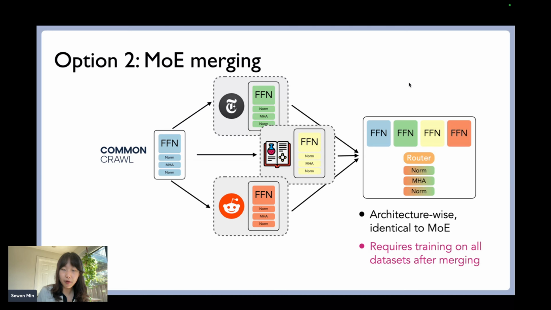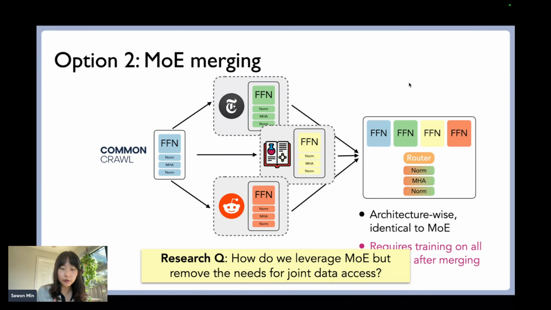all data sets. But as we discussed earlier, in our problem setup, the key restriction is that each data set should remain local. We can't really have a union of data sets and train a model jointly. So this method as it is cannot be directly applied to our problem setup. So now the key question we want to ask is: we do want to leverage the mixture of experts architecture because it has these nice modular properties, but can we remove the need for joint data access so that each data set can remain completely local?